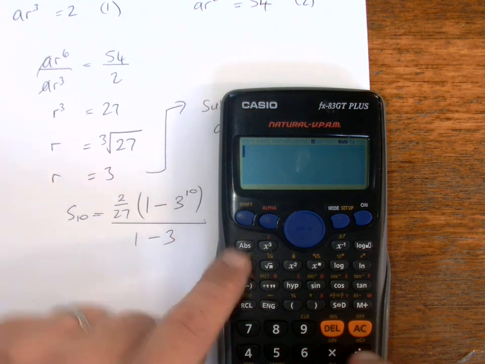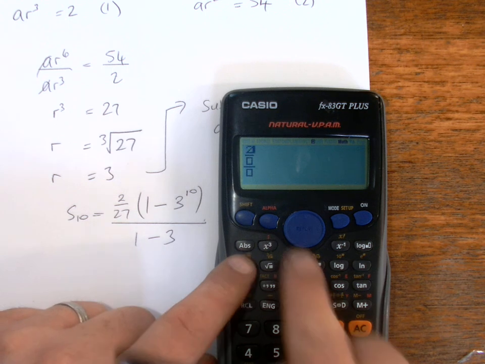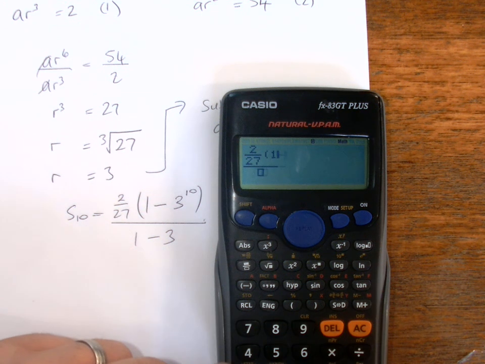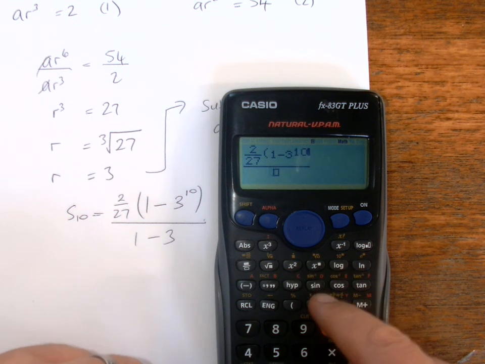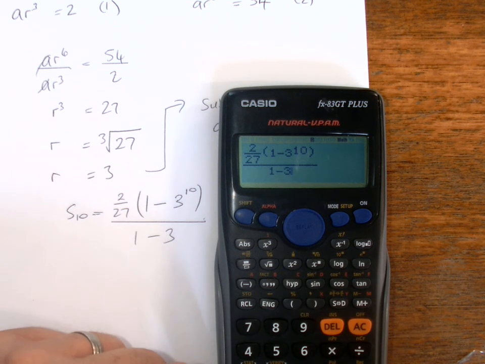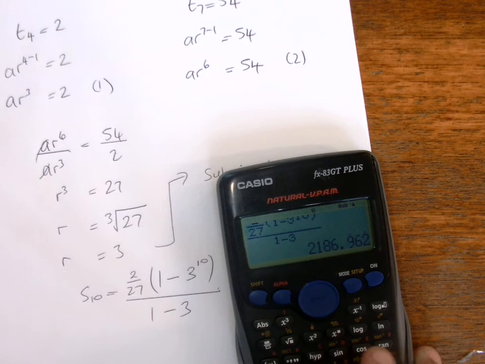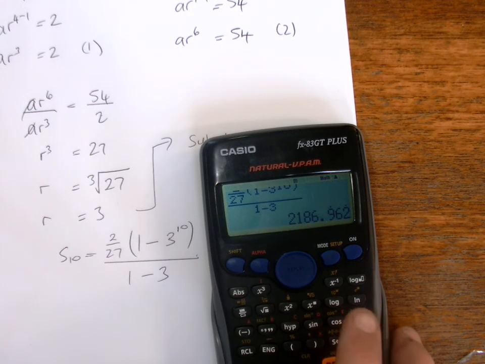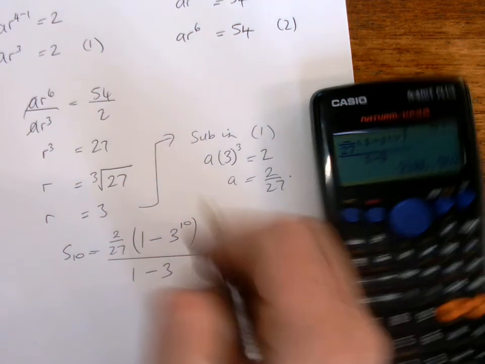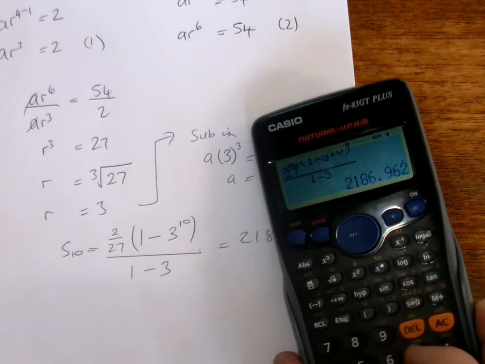On your calculator, just make sure you do all this in one go. Press the fraction button, and you need to press the fraction button again. So 2, down arrow, 27, cross arrow, bracket, 1 minus 3, power button, power 10, close bracket, arrow down, 1 minus 3, answer is that, press SD. So 2186.96, so that will be 2187.0 to 1 decimal place.